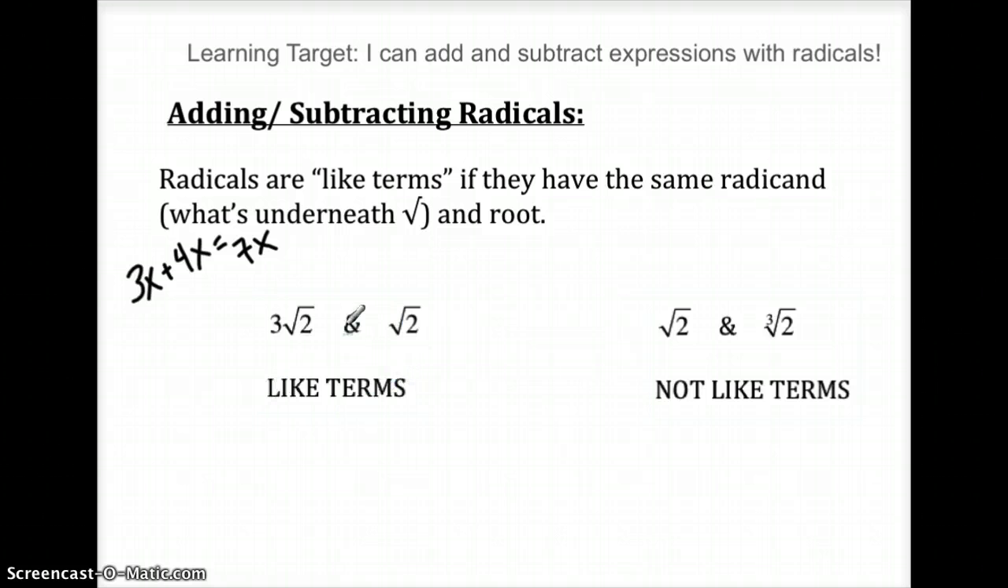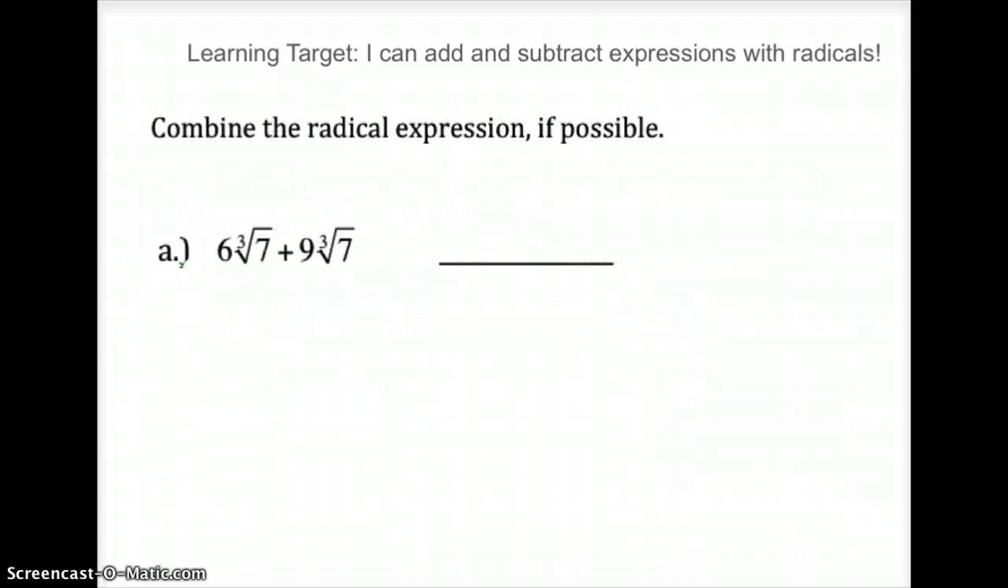So these are considered like terms because they both have a square root house and they both have a 2 underneath. Over on the right of the screen, labeled not like terms, why are they not like terms? Well, this one is a square root, so we're taking a root of 2. But this other house is a cube root, so these numbers are different, and I could not add them because of that. So the key here is the same root house with the same things underneath.